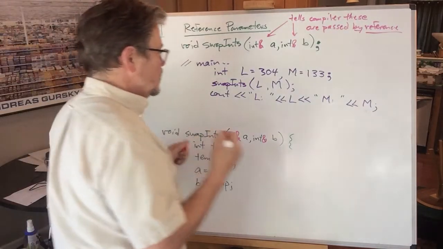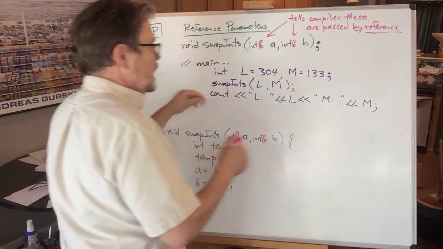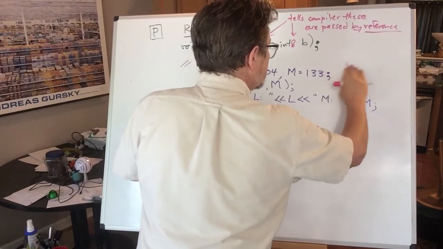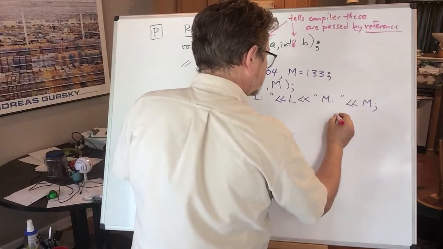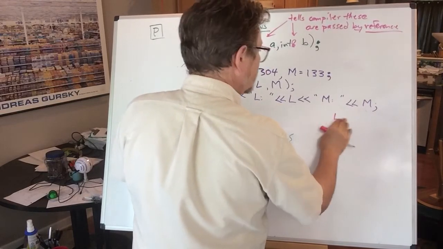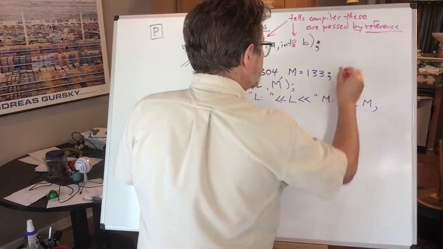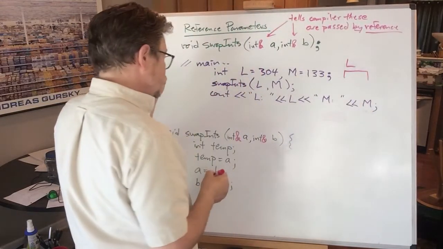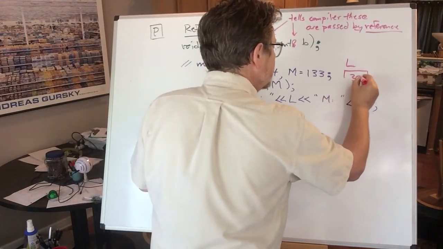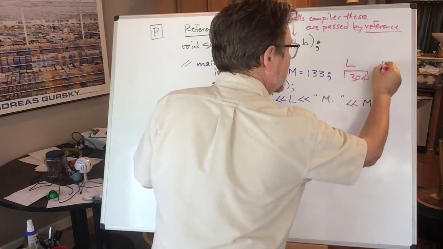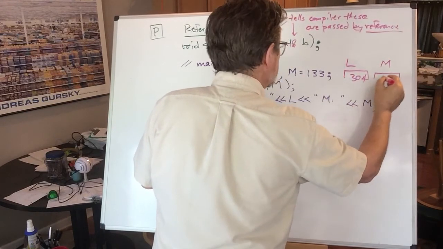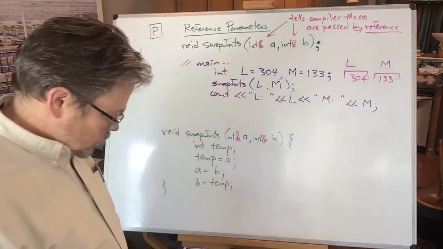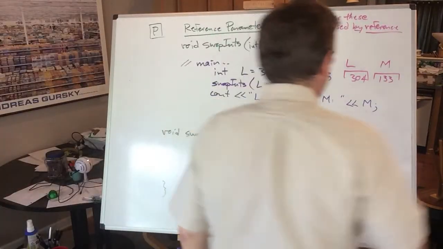Here's my trace over here. L has initial value 304. I'm going to put L down here. No, I'll leave it up there. Sorry about that. I'm setting myself up for disaster. I can tell already. L has initial value 304. If you could read my mind, you'd know what I was talking about. M has initial value 133. Oh boy. Here we go.